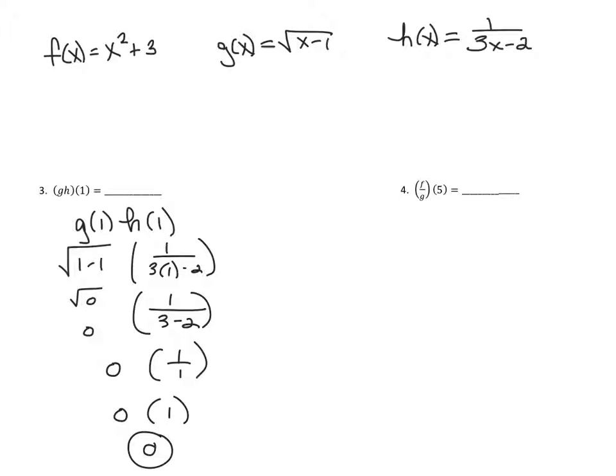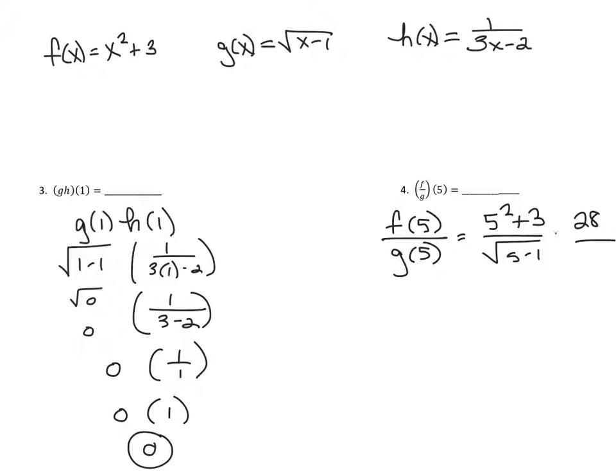Now let's look at number 4. f divided by g with respect to 5. So let's rewrite it. This would be f of 5 divided by g of 5. Okay, so let's plug 5 in for f of x. We've actually done this before, but let's do it again. f of x, as we know, is x squared plus 3. So 5 squared plus 3 gives us 25 plus 3, and that is 28. In the denominator, we have g of 5. We have the square root of 5 minus 1, which we found earlier too is the square root of 4, which is 2. Therefore, f of 5 divided by g of 5 is 28 divided by 2, and we get 14.